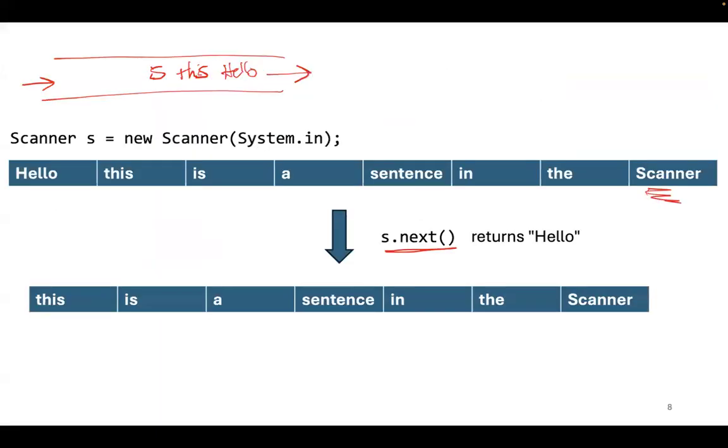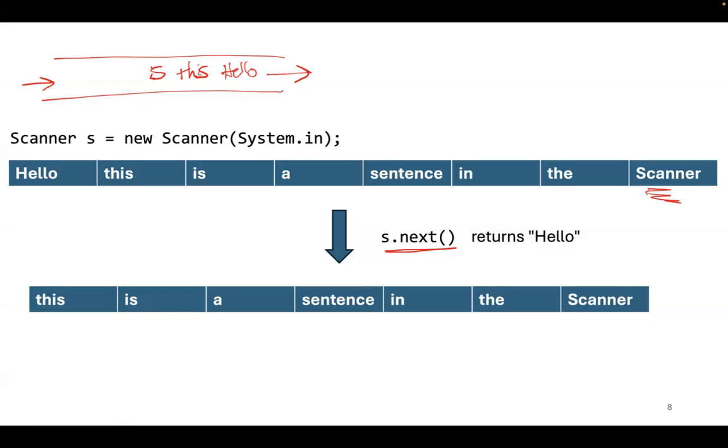There's a difference between next and hasNext. These are two different methods belonging to Scanner. Dot next grabs the thing and returns it, takes it out of the scanner. So it will grab hello, remove it, and hand it back. And then that's the state of the scanner afterwards.